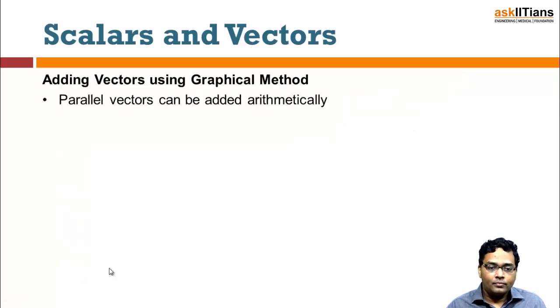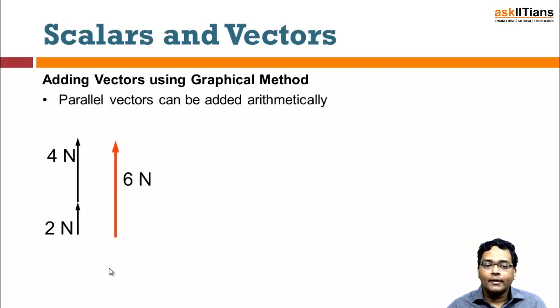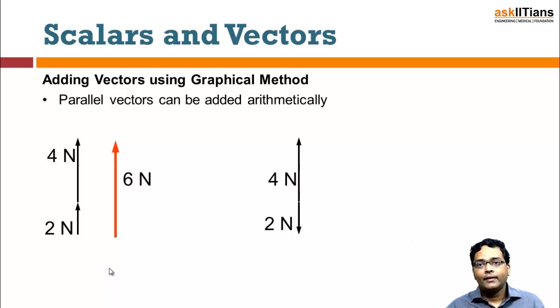Now, if you have to add vectors using the graphical method, you can add two parallel vectors or anti-parallel vectors. So for instance, you have 2 Newton and 4 Newton, you add them up, it gives you a 6 Newton vector. In the same way, if you have 4 Newton and 2 Newton acting in the opposite direction, the net is 4 Newton minus 2 Newton. That gives you 2 Newton, but its direction is going to be along the bigger vector, so along the 4 Newton vector.